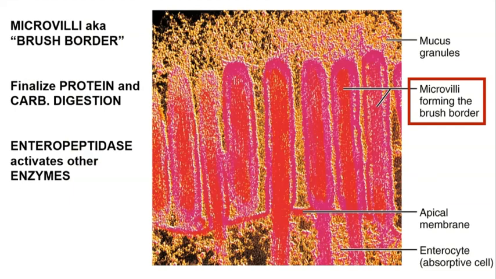Microvilli are also referred to as the brush border. So there are brush border enzymes that are bound to the surface of the microvilli that function in finalizing protein and carbohydrate digestion. We also saw one enzyme called enteropeptidase, which is a brush border enzyme that functions to activate trypsin from the inactive form called trypsinogen.